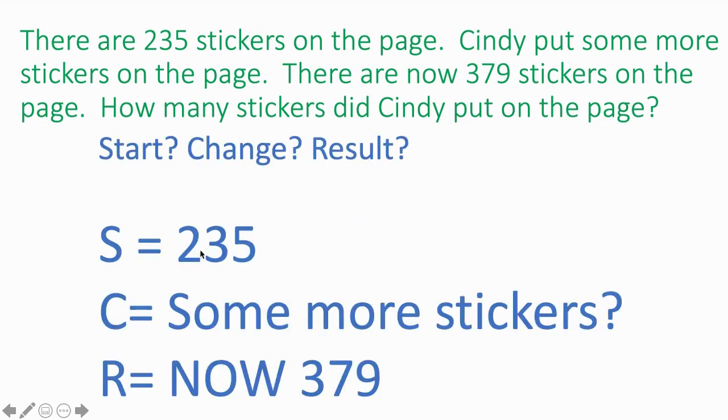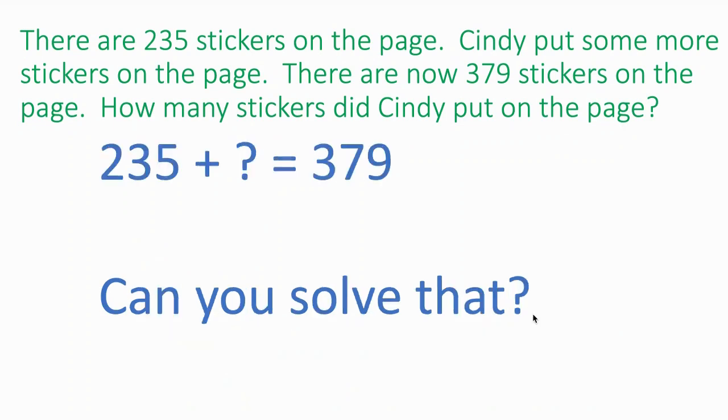So the start is 235. The change, we don't know, because it doesn't tell us how many more stickers she put on the page. And the result, or the now, is the 379. Okay, it's that bigger number. So if we put it all together, because we're adding them up, could you do 235 plus question mark equals 379?